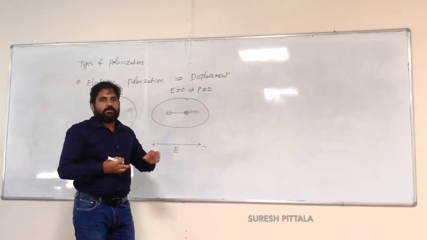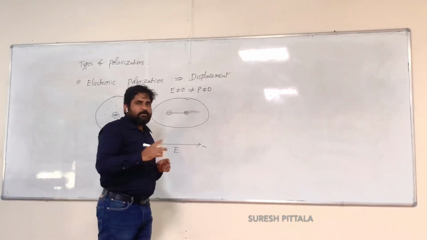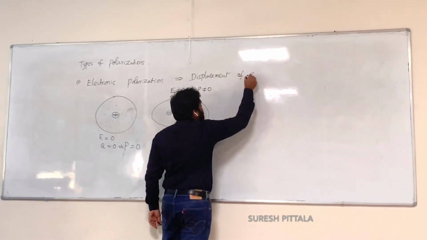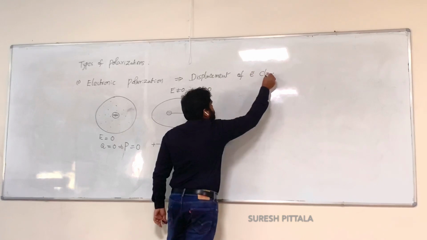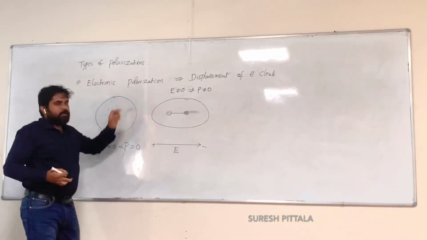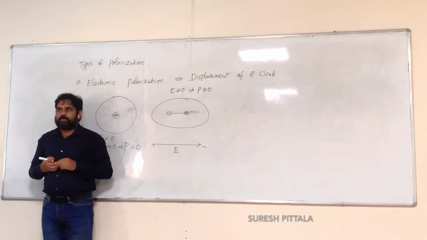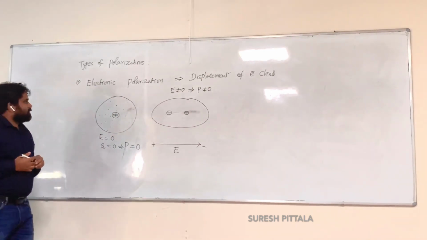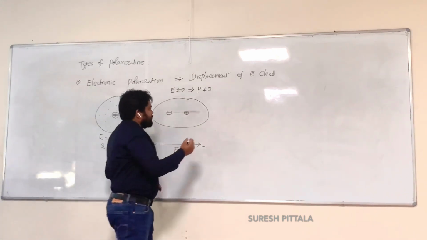Try to focus on the text. You can zoom. Displacement of electron flow. That's why we say it is electronic polarization. Is it clear? Any doubt? Clear now? Then let us discuss about second type of polarization.